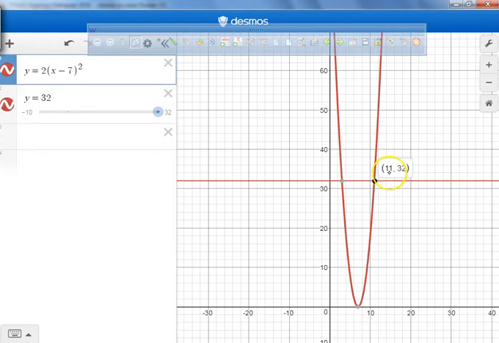Now check this out. What number is that? Well, our answers are 3 and then 11, which means when you plug in 3, what do you get? 32. When you plug in 11, what do you get? 32. That's your answer: 3 and 11. Pretty cool, huh? Alright, let's keep on moving.